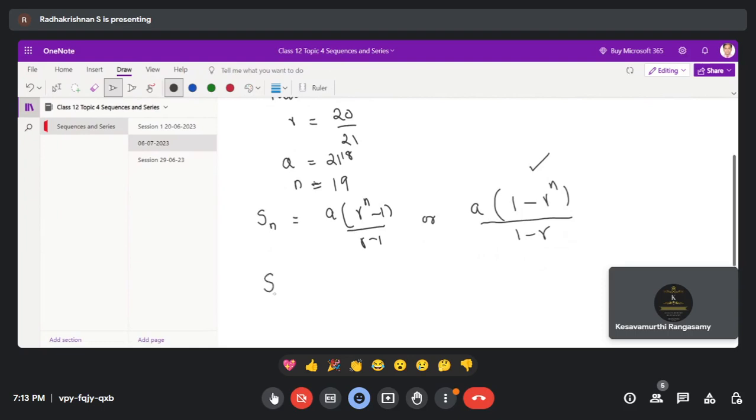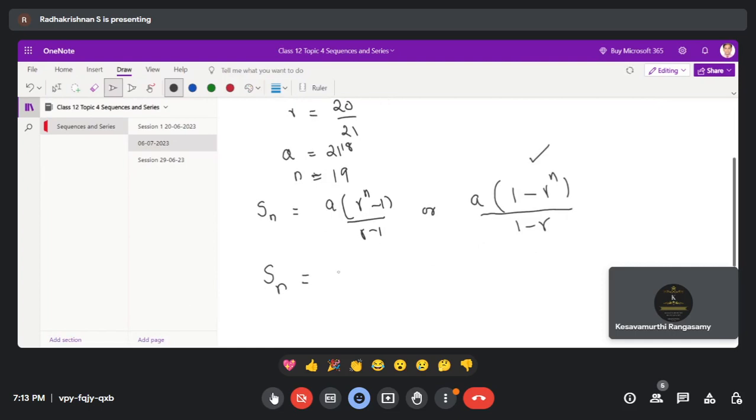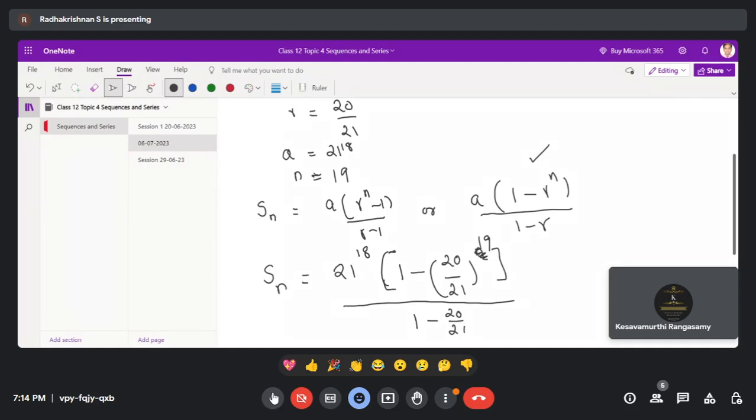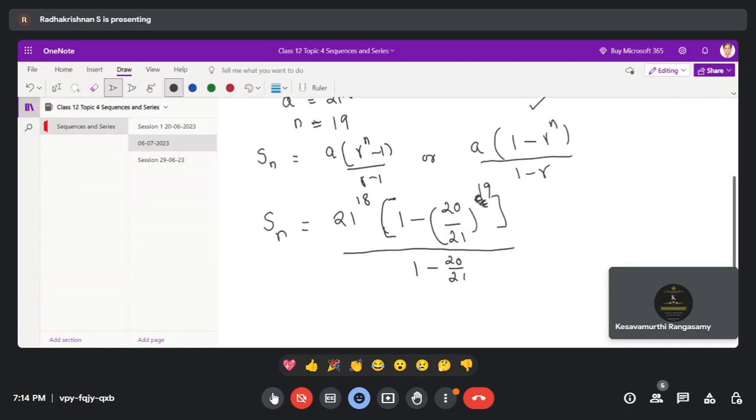So A is 21 to the power of 18 into 1 minus R to the power of n, R is 20 by 21, to the power of n. Let's put this bracket here, divided by 1 minus R. And this n is 19. So it is a simplification of arithmetic expression. That's all that is.